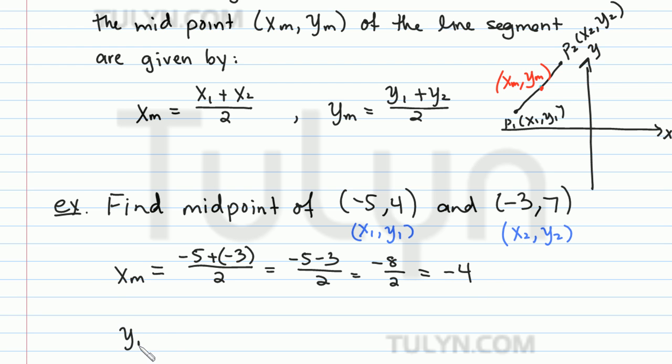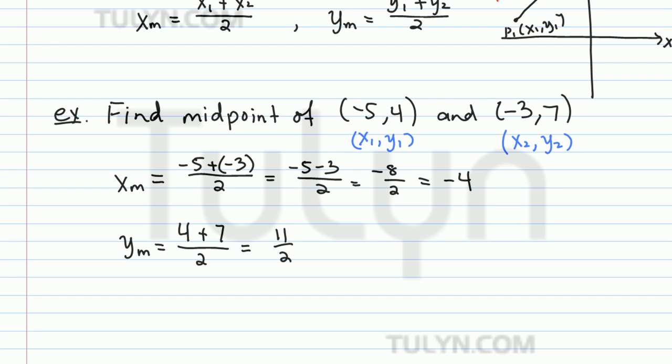And then to find the ym, you do the same thing with the y's. You take the average. So you add 4 to 7 and then divide by 2. So 4 plus 7 is 11 over 2. And there's no other way to reduce that since 11 and 2 are both prime numbers.